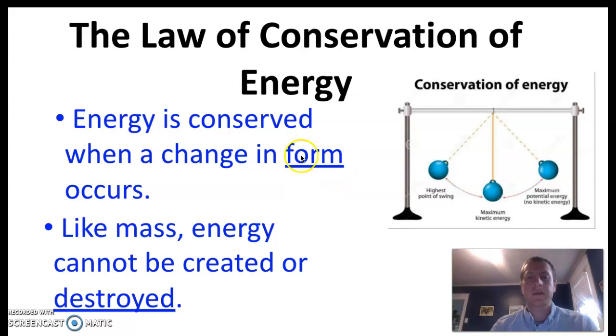And anytime you see this underlined word at this point, you can go back to your notes and take that. It's conserved, meaning it doesn't change when a change in form occurs. When this ball, the pendulum, we call it a bob, when the potential energy gets transformed into kinetic energy. This is gravitational potential energy getting transformed into mechanical or motion energy.